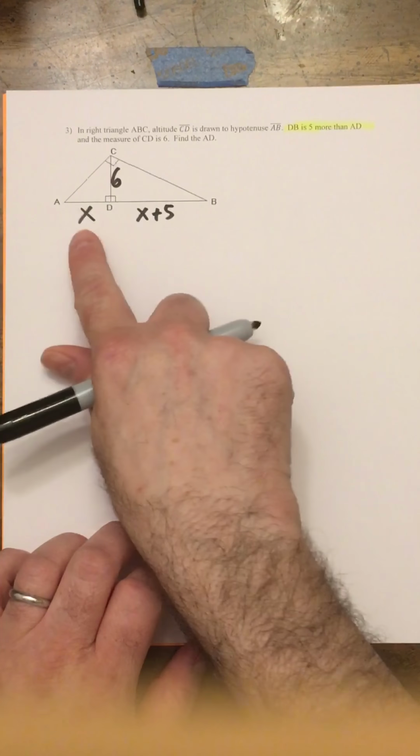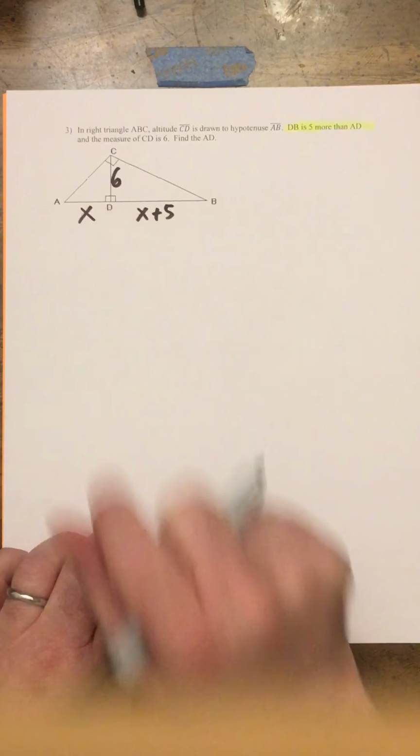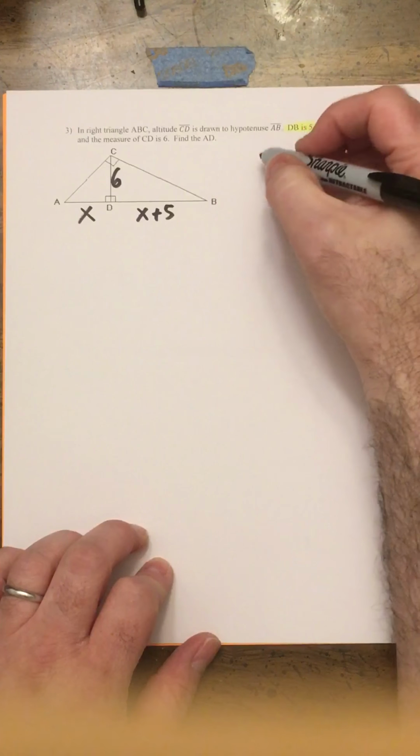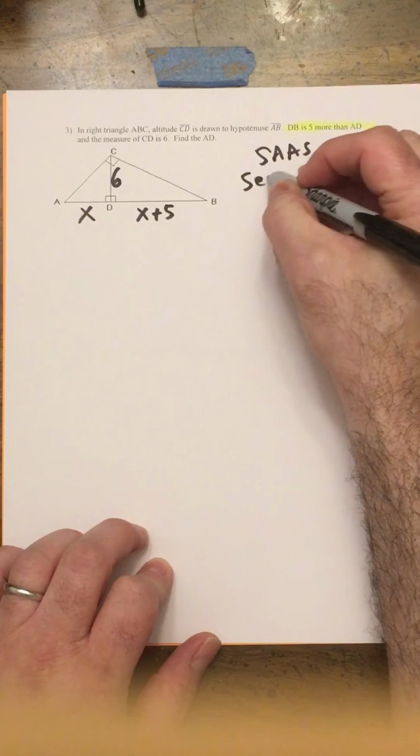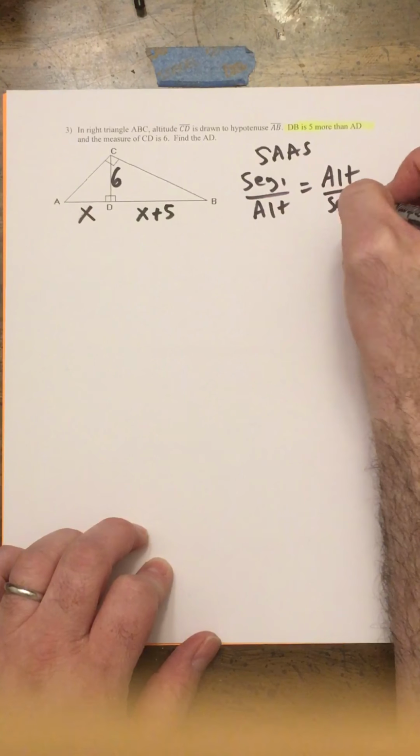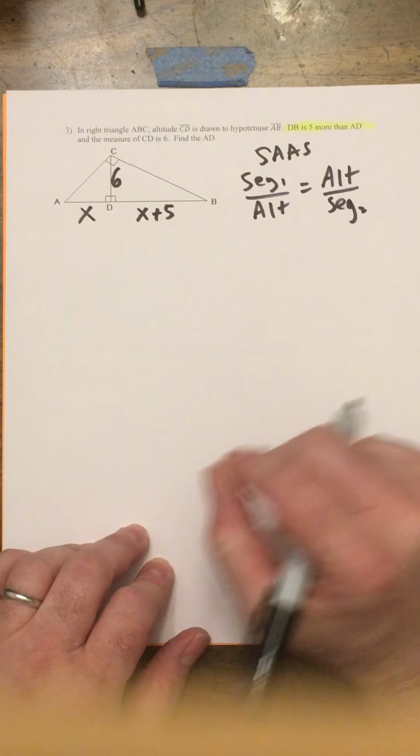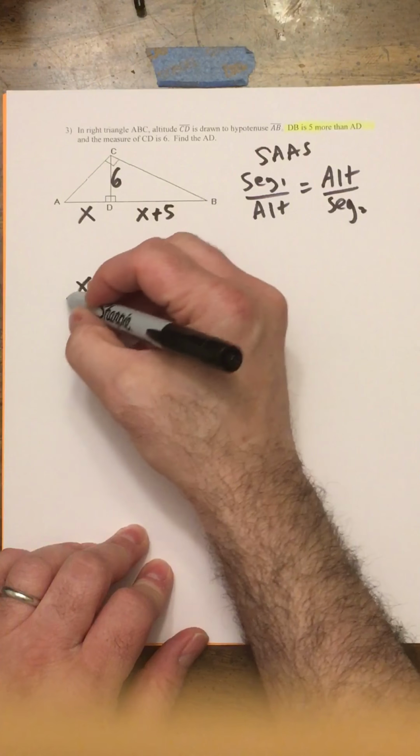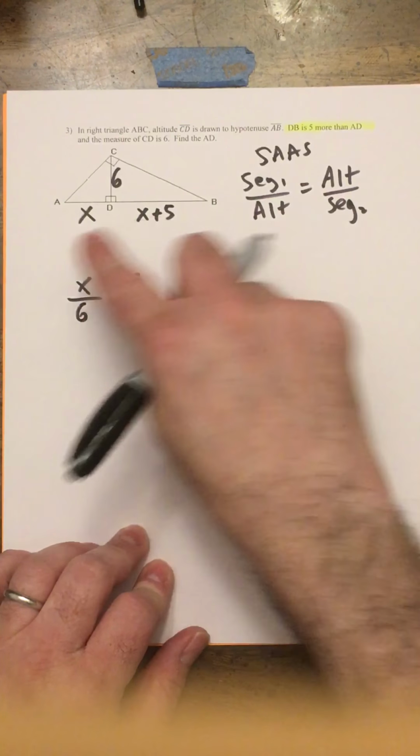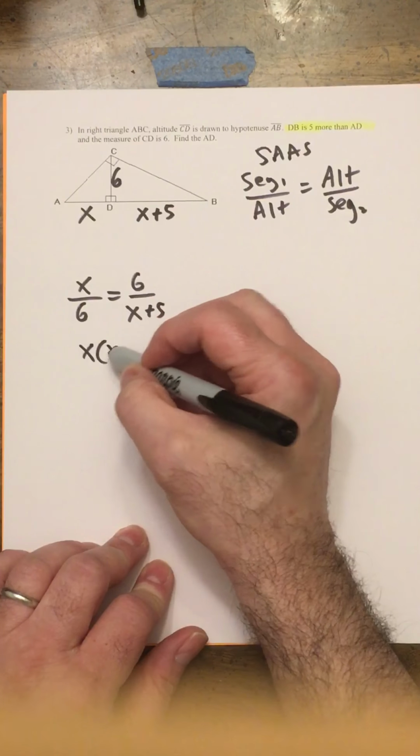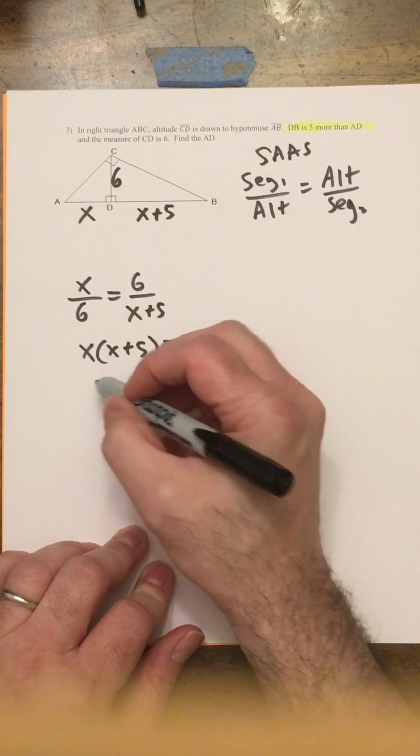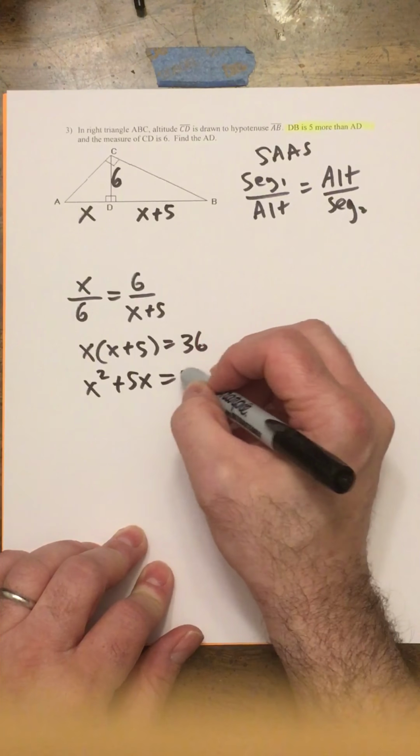Okay? So that's how you're going to represent the lengths of each segment. What do you think this is going to be, HL or SAS? Well, you have something on an altitude, so it's going to be a SAS problem, which is segment 1 over altitude equals altitude over segment 2, just like the last problem. Let's see if this is any different from the previous problem. So let's set that up. Segment 1 is x over altitude is 6 equals 6 over x plus 5. Let's cross multiply that. It's going to be x times x plus 5 equals 6 times 6 is 36. Distribute that, we get x squared plus 5x equals 36.